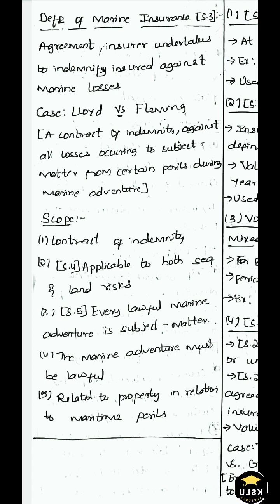Section 5 of the Marine Insurance Act says that every lawful marine adventure is a subject matter. So the subject matter should be lawful. The marine adventure must be lawful. So the adventure itself must be lawful. Then it should be related to property in relation to maritime perils. So the property must be getting destroyed by sea perils or maritime perils.